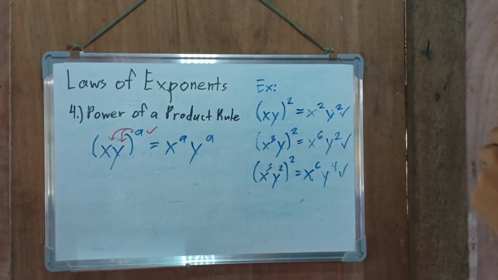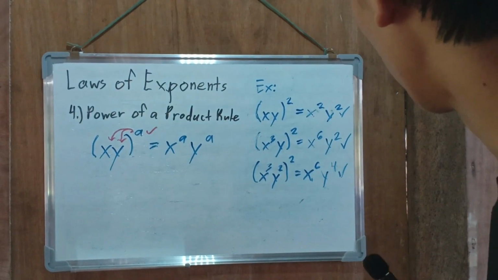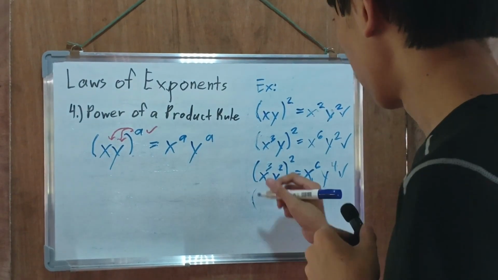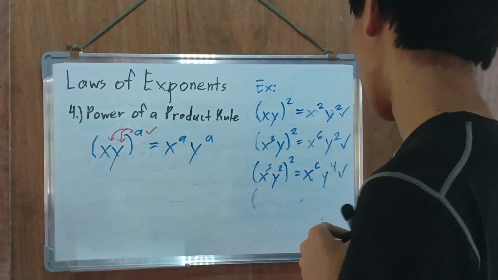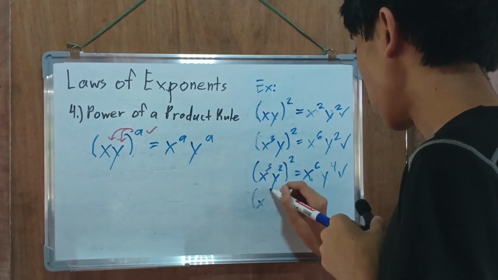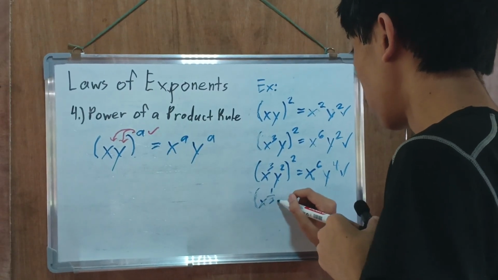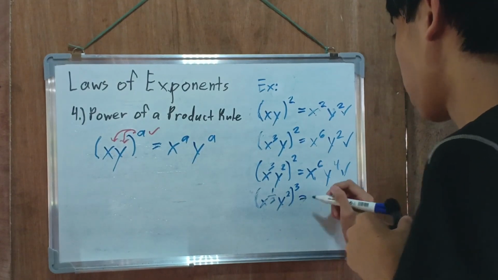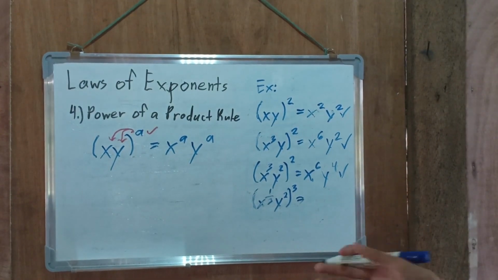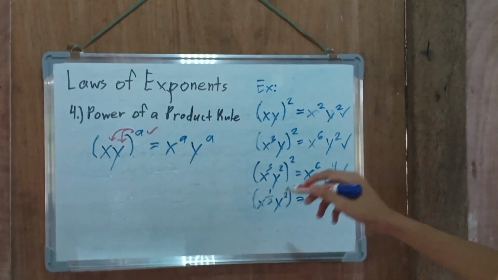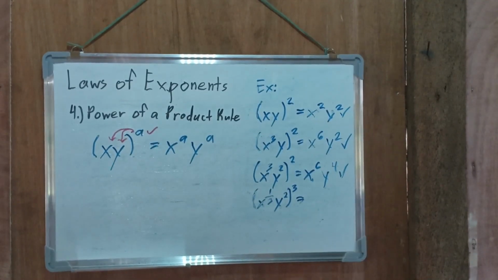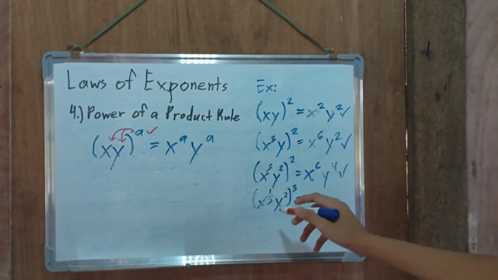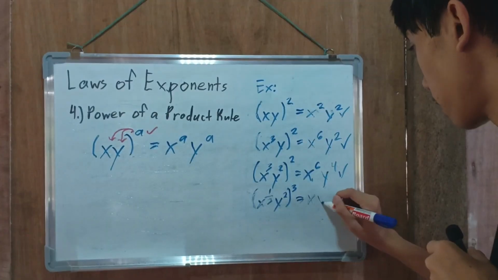Now, what if it has a fractional exponent? So let's assume x raised to 1/3, while y to the second is raised to the third power. We're going to do the power of a power rule. So 1/3 times 3, we're going to cancel the 3. That means that we're left with just x. And y, since it is raised to 2, 2 times 3 is y to the 6th power.